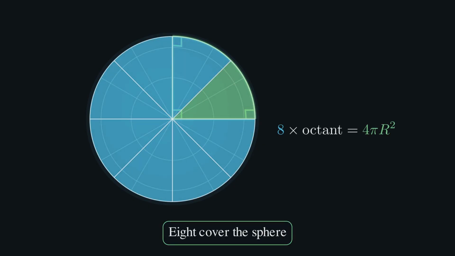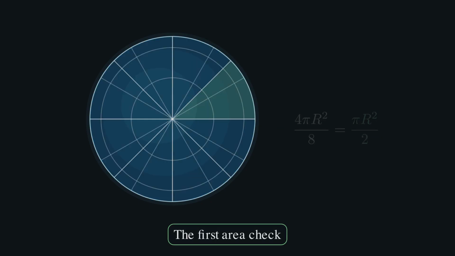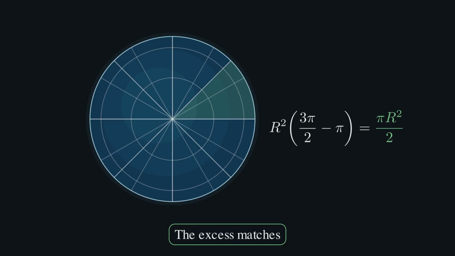Rotate the octants into place. Exactly 8 copies cover the surface with no gap, making the opening triangle 1/8 of the sphere. A sphere has area 4 pi times radius squared, so one octant has area pi times radius squared divided by 2. The same triangle's angle sum is 90 degrees, or pi divided by 2 radians. Multiplying by radius squared gives the identical area.